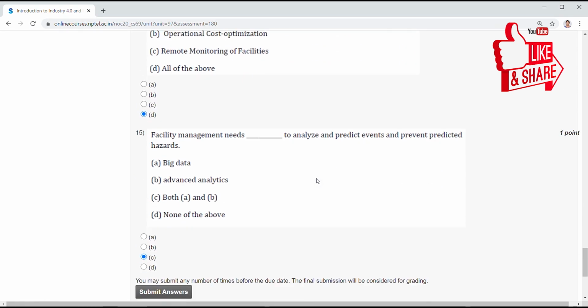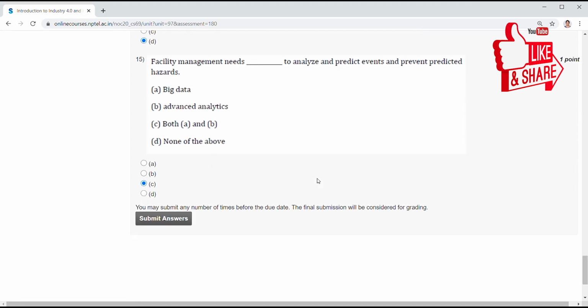Coming to the 15th question. Facility management needs dash to analyze and predict events and prevent predicted hazards. The options are A. Big data, B. Advanced analytics, C. Both A and B, D. None of the above. And the right answer is both A and B. Now you can submit your answers.